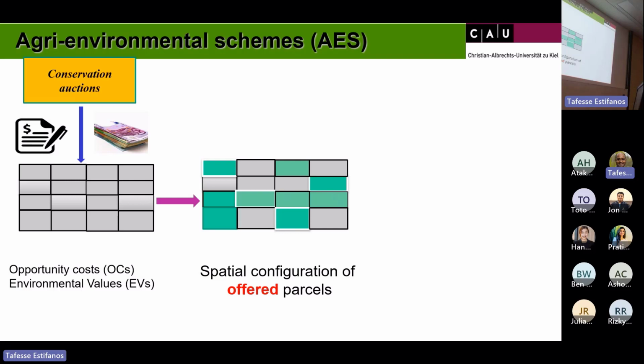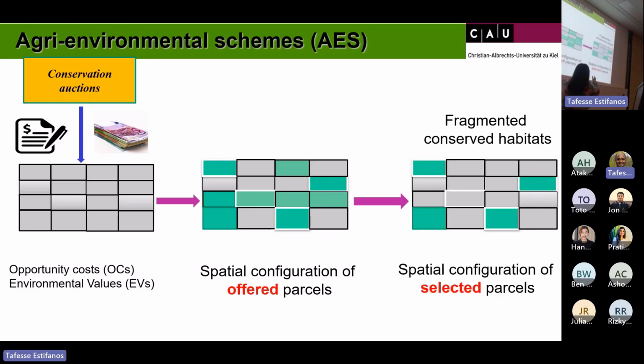What they have to do is run a selection process. Under conventional auctions, the government often targets the parcels that can generate the highest environmental value per dollar spent until their budget is exhausted. But with this farm scale targeting approach, we highly likely end up with a spatial configuration of selected parcels that looks like this, because you just target parcels that can generate the highest environmental outcome per dollar spent. So you get the selected parcels fragmented across the landscape. In other words, we end up with fragmented conserved habitat.